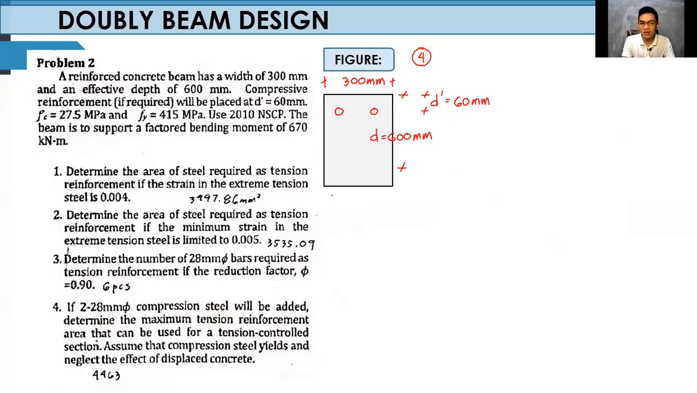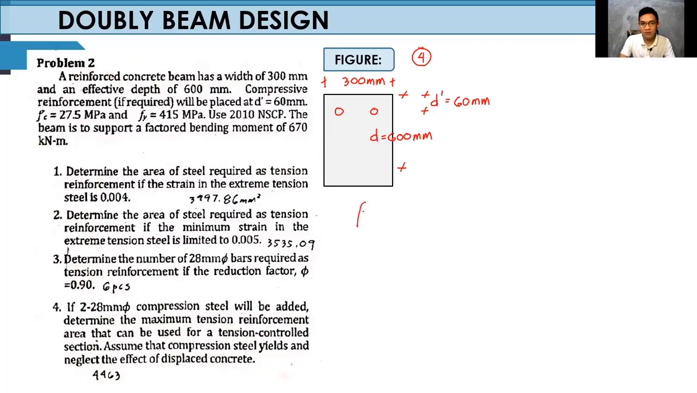determine the maximum tension reinforcement area that can be used for a tension-controlled section. Assume that the compression steel yields and neglect the effect of the displaced concrete. So for number 4, madali lang po ito kasi meron siyang formula. As you can recall, di ba, sa ating explanation, this is for our maximum na doubly reinforced beam, 'di ba? So lalagyan daw natin, no?